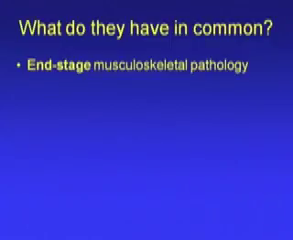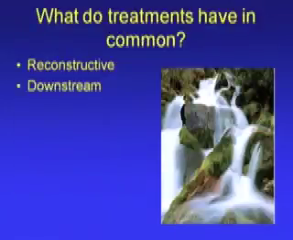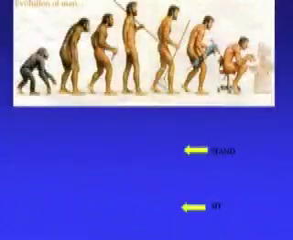So all these diseases have in common that they're end-stage musculoskeletal pathology. And all of our treatments have in common that we're basically operating once the damage has occurred. So we're pretty far downstream. And ideally, we want to get further upstream and intervene before these things become apparent, either through injury or in the office in physiology.